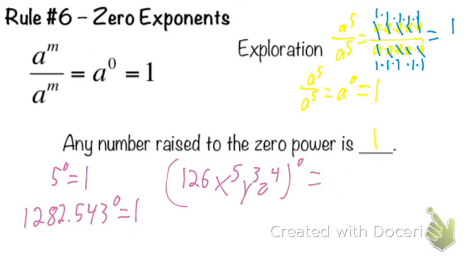Now, what if I were to take that same example and the 0 was just on the z? Then just the z turns to 1, right? Very good, Eli. So it's still just 126 x to the 5th, y to the 3rd.